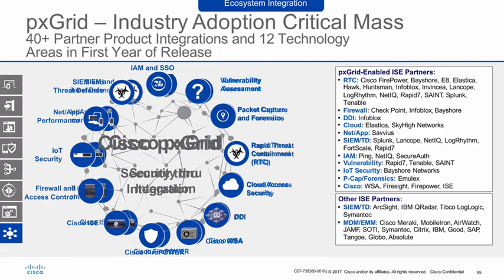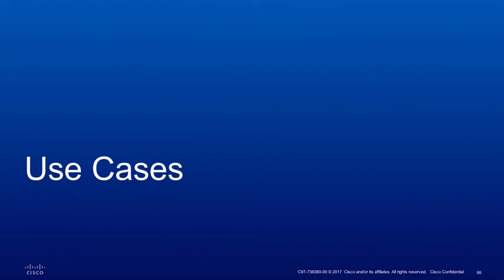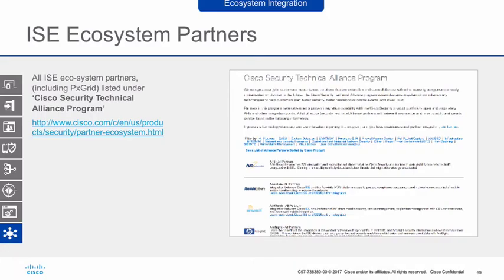Okay. If you're curious as to how many companies and partners are integrating, well, we've got a number of them. We're at 40 and growing, and we've got a lot more growing every day. So please check the slide later when you get it to see how many integrations there are. I want to cover a couple of use cases before I go here real quickly. The ecosystem partners that I just talked about are at this URL. So when you get the deck, please click on it, and you can see all of our ecosystem partners, including PX-Grid, listed underneath our Security Technical Alliance program.